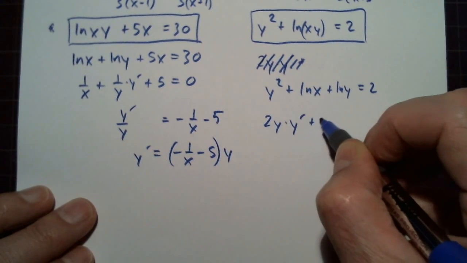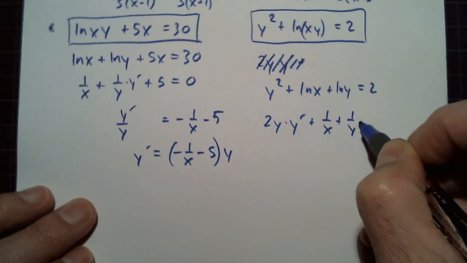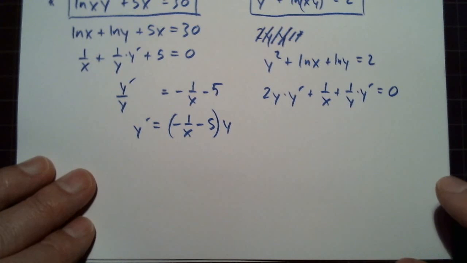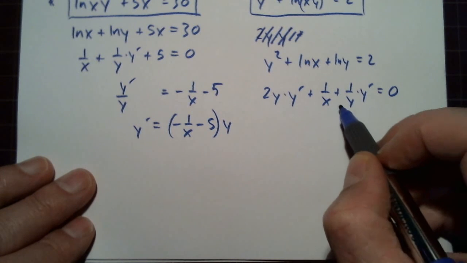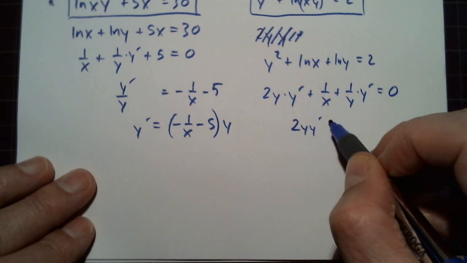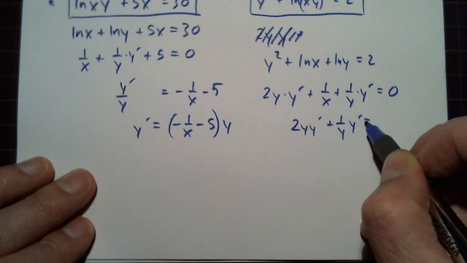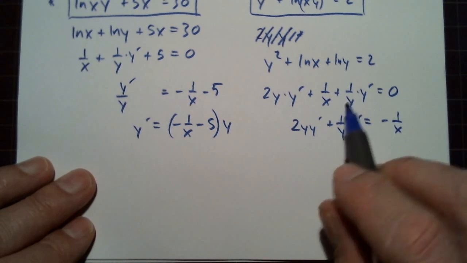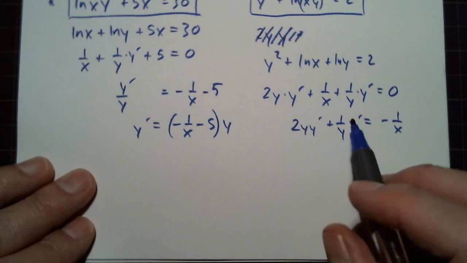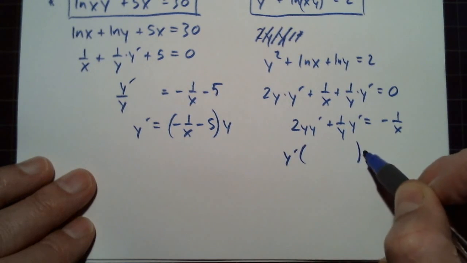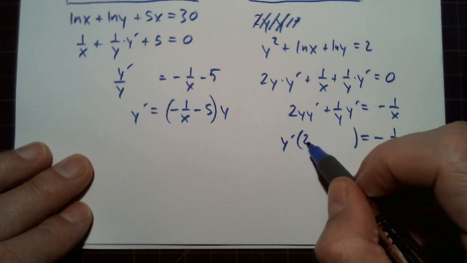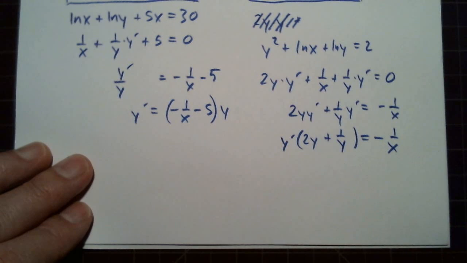2y prime, 1 over x, 1 over y prime, 0. Let's keep the y prime on the left, and we'll move the 1 over x over. 2y prime, 1 over y prime equals negative 1 over x. So we just want to get that to the right, keep the y primes on the left so that we can factor. And we have 2y plus 1 over y.